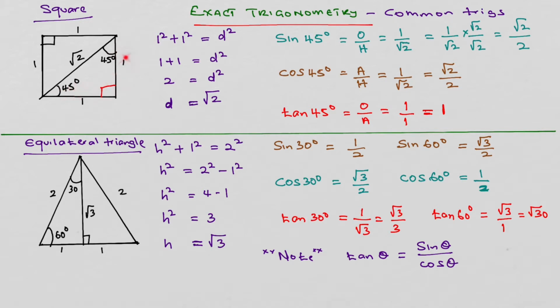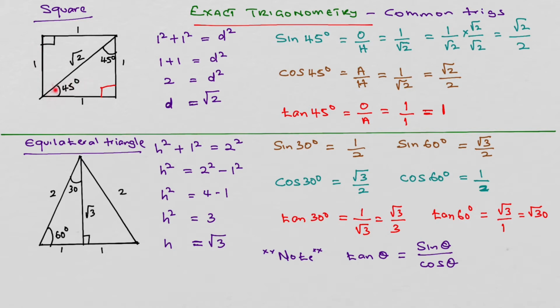We can then use Pythagoras to find the diagonal. We know this side is 1, that side is 1, so we use Pythagoras to find that side, which is going to be 1 squared plus 1 squared equals d squared, d for diagonal. Therefore, 1 plus 1 equals d squared, which is 2 equals d squared. Therefore, d is root of 2. The diagonal is root of 2 when the sides are 1, 1, 1, 1.